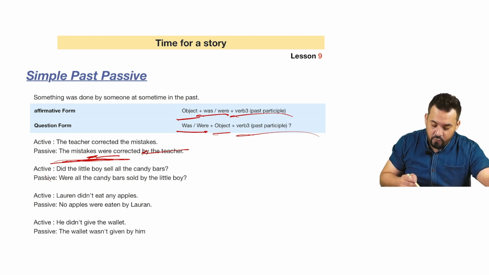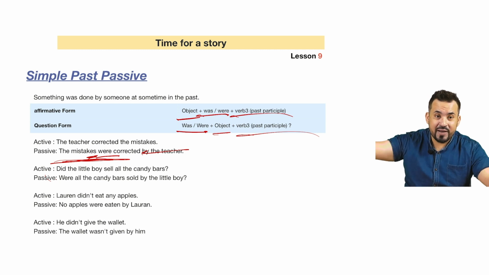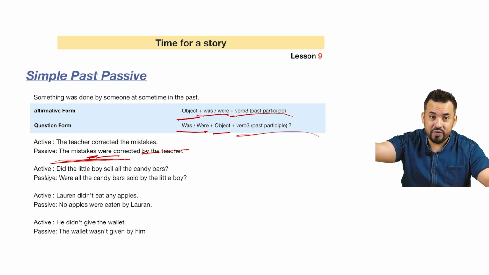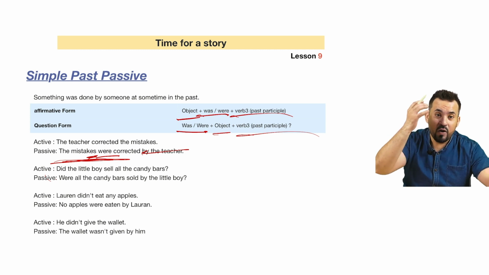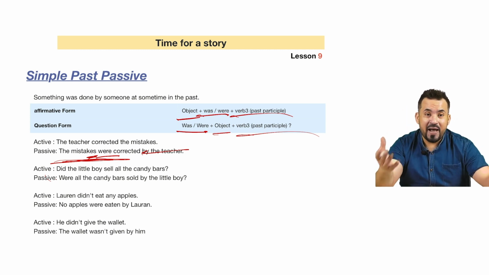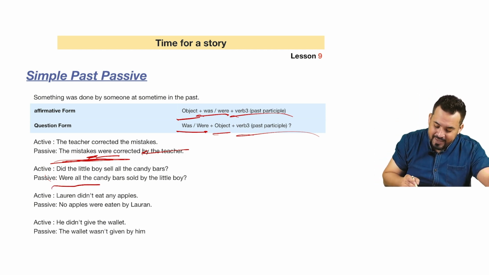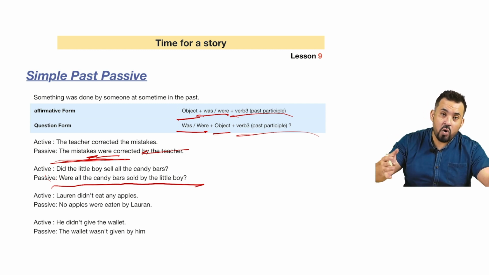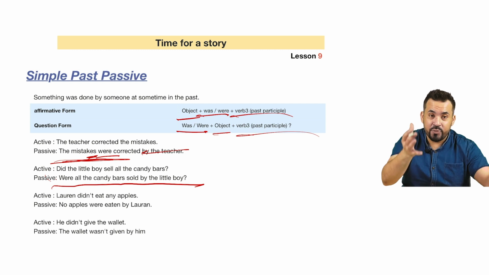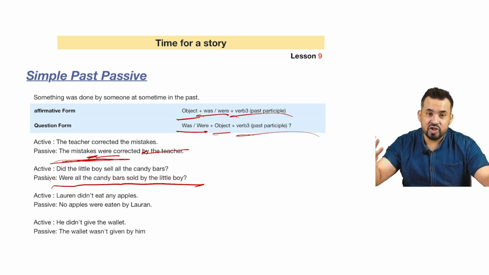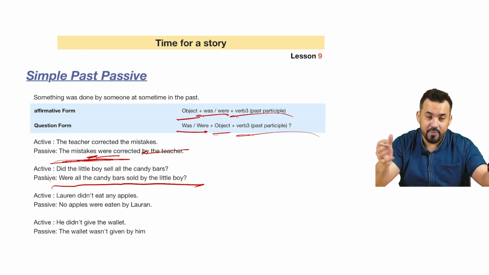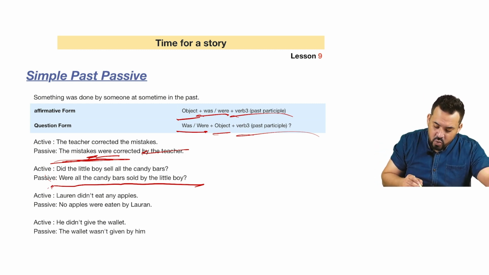In the question format, did the little boy sell all the candy bars? Now, if we change it to the passive, we don't care about who sold the candy bars. All we care about is, are the candy bars sold? So in the past form of the passive voice, we will say, were all the candy bars sold by the little boy? Were all the candy bars sold? That's what we care about, the result. Then we can add the little boy as additional information, but the emphasis is on the candy bars being sold. So again, we use were because candy bars is plural.